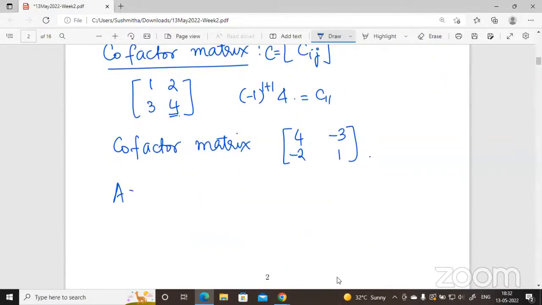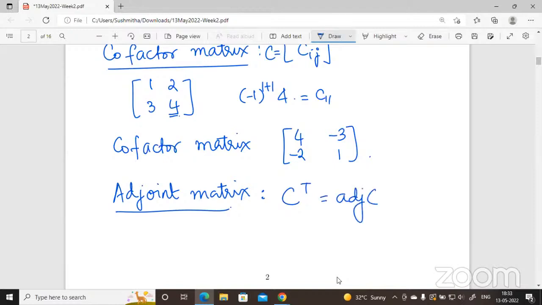What is the adjoint of a matrix? Adjoint is the same as the adjugate of the matrix. It is the transpose of the cofactor matrix. It's denoted by ADJ of A.